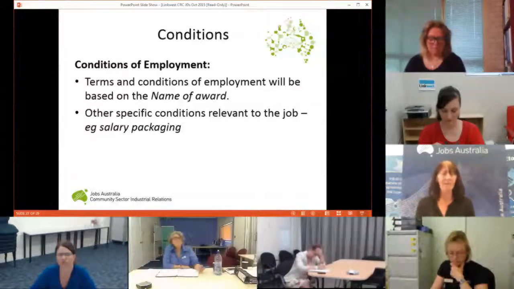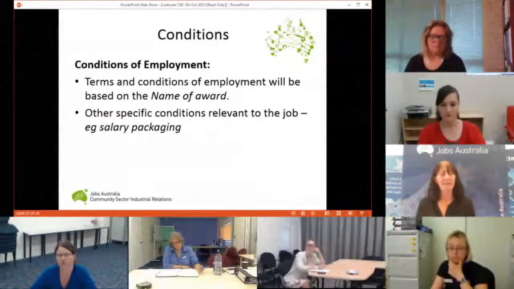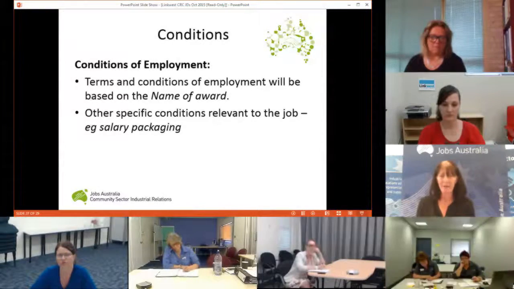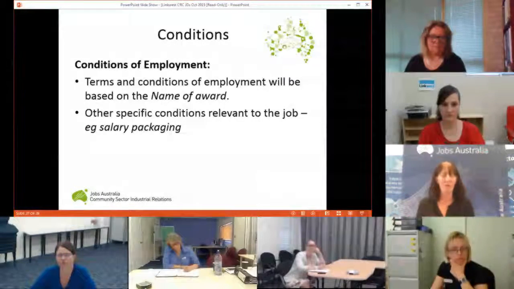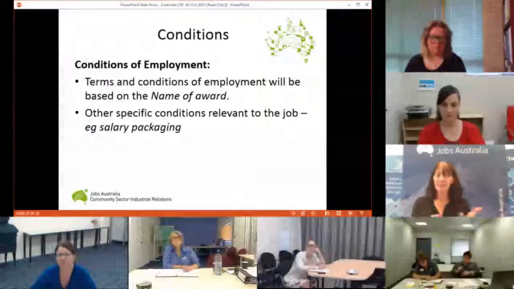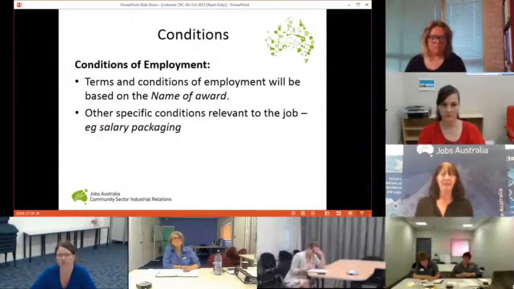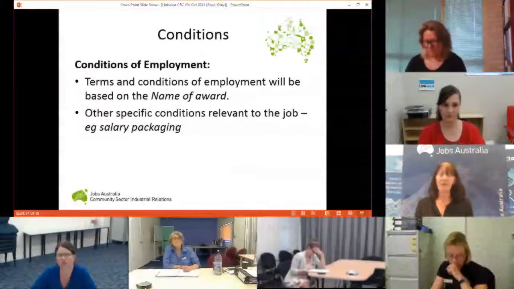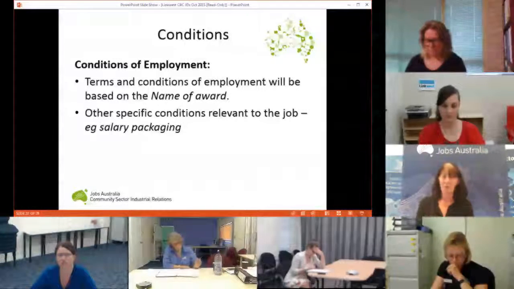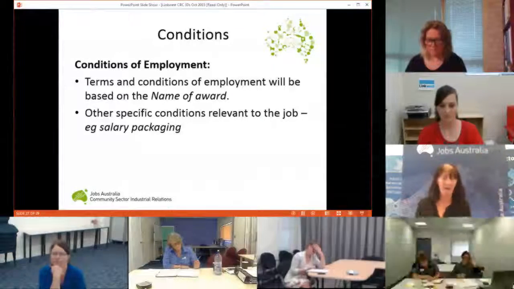If we're using the example of the bus driver, you'll note that classification descriptions in the SCADS award can't cover bus drivers, so we need to therefore go and find the relevant award. That's why I say that. So in this part of the position description or the job description, we would just name the relevant award. You don't need to restate the conditions of those awards, because remember, you've got that other document which will be the employment contract, and we'll have a look at that next time.